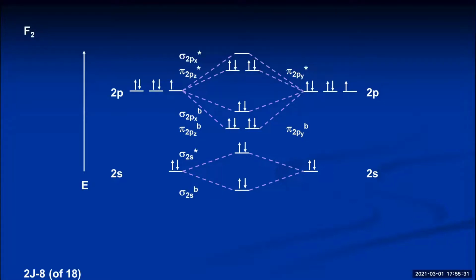Now, to analyze the bonding in the molecule, you have to identify which of the electrons are found in bonding molecular orbitals. I've colored those in green. You'd have to identify what electrons are in anti-bonding orbitals. I've colored those in red. That allows you to calculate the bond order. It's bonding electrons minus anti-bonding electrons divided by 2, and that should come out to a bond order of 1.